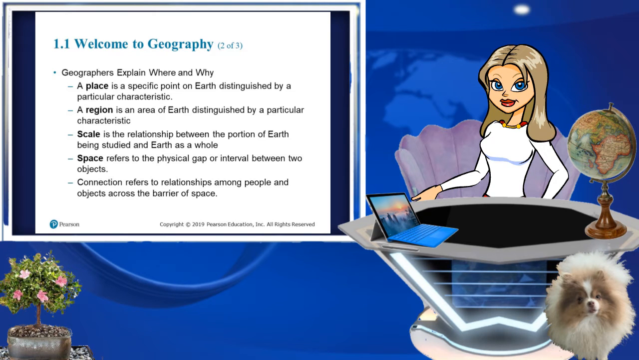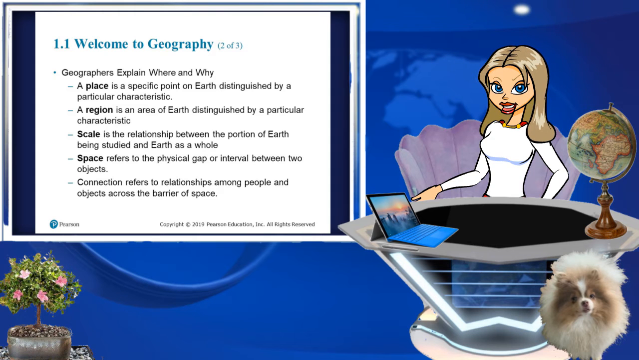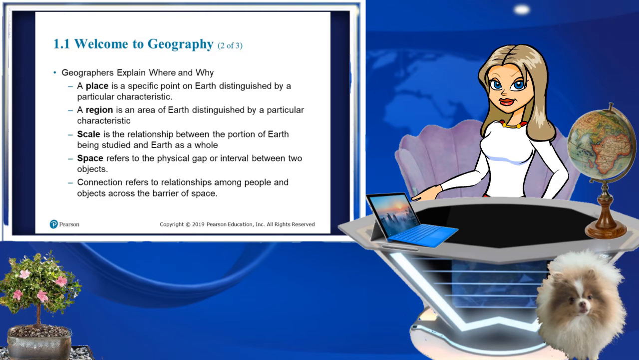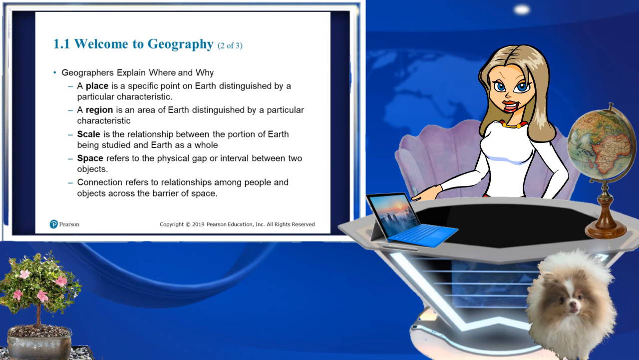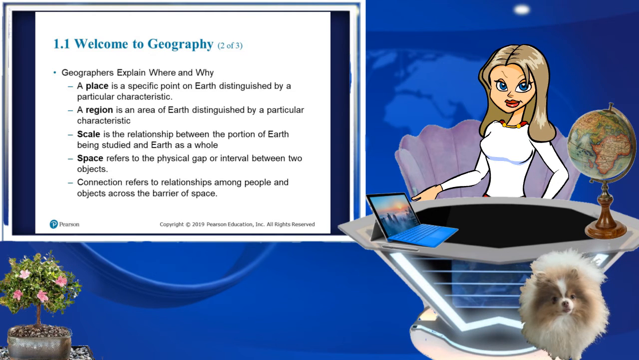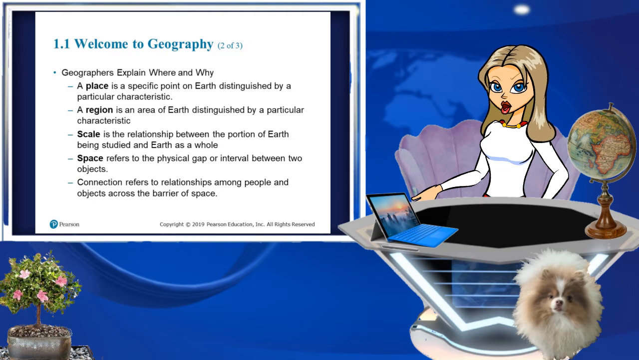Explaining where and why, geographers use scale, which is a relationship between the portion of Earth being studied and the Earth as a whole. Space refers to the physical gap or interval between two objects. Connection refers to relationships among people and objects across the barrier of space. Key idea. Why is every place unique? Another key idea. Why are different places similar? Geographers explore these ideas using place, region, scale, and space.